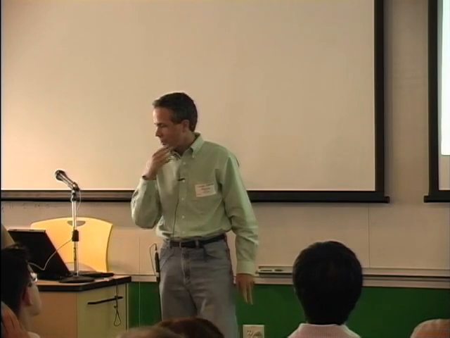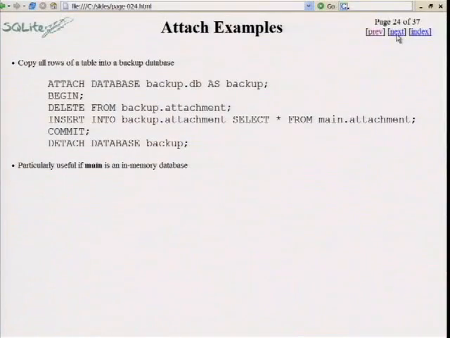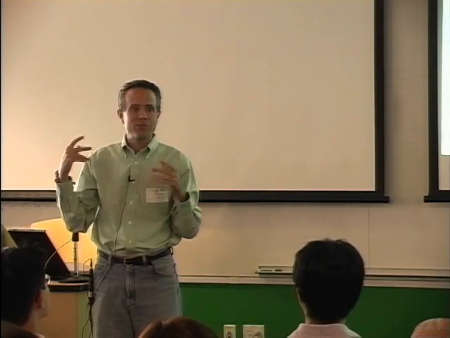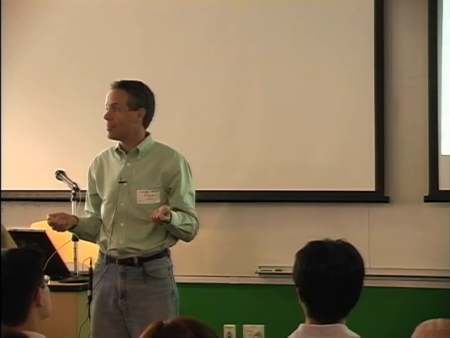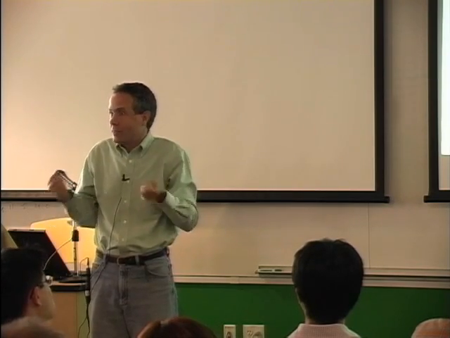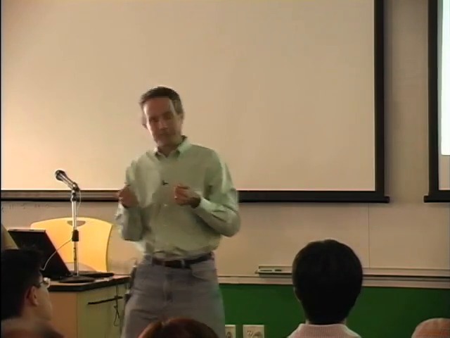So, for example, if you wanted to make a backup of a particular table in a database, you could attach a backup database like this, delete what was originally in the backup database, and then copy the information in the main database over to the backup. Because I've done a begin and commit around that delete and copy, this is an atomic operation. So even if you lost power in the middle of your copy, you haven't lost anything. It would roll back to its original state.